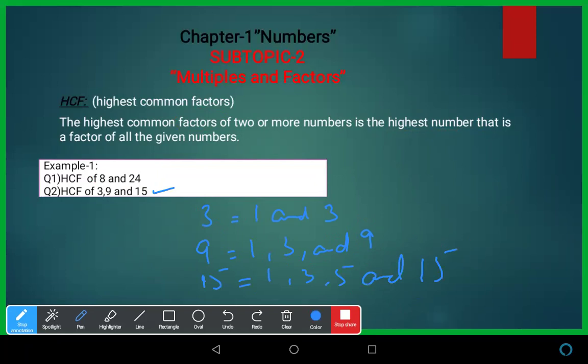So what is the HCF? Simply the highest common value, and we got 3 as the HCF. That's it. I hope you got the point. That is what the HCF is.